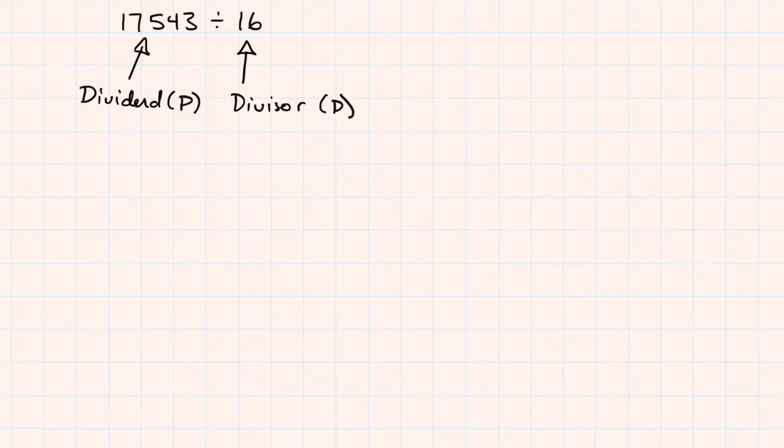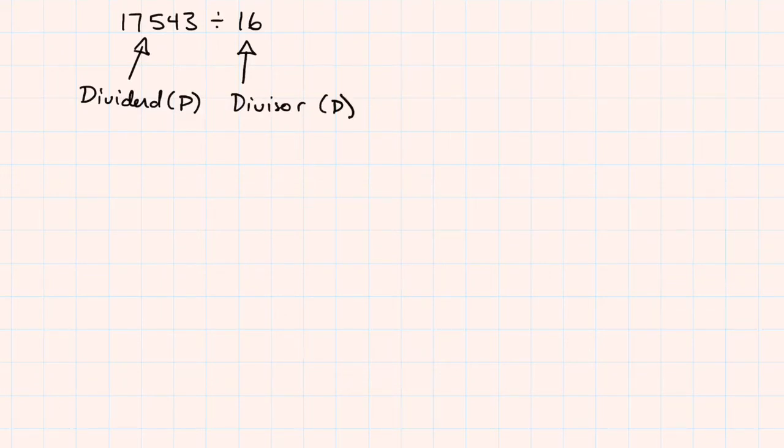Long division, everybody's favorite topic. So what we're going to be doing is dividing 17,543 by 16. That number, 17,543, or whatever is being divided, is called the dividend. Whatever we are dividing by is the divisor.